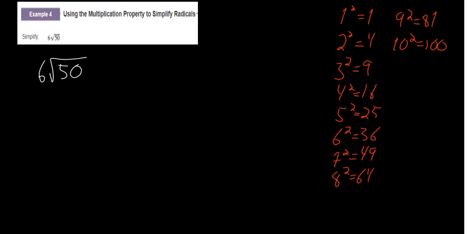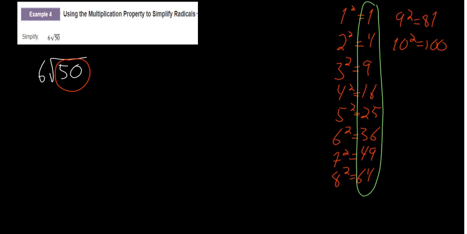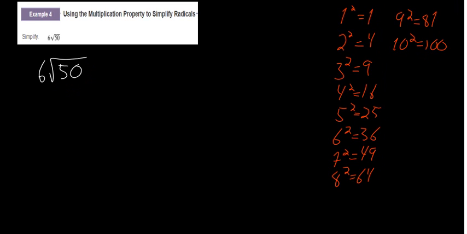So what I'm going to do is try to figure out, looking at this 50, which one of these numbers will go into 50. Well, 1 obviously does, but we're going to leave that alone for right now, because 1 times 50. Well, 4 times what will give me 50? Well, 4 times 12 is 48, and 4 times 13 is 52, so 4 is not going to work. 9, so we got 36, 45, so 9 times 5 is 45, and 9 times 6 is 54, so that doesn't work.